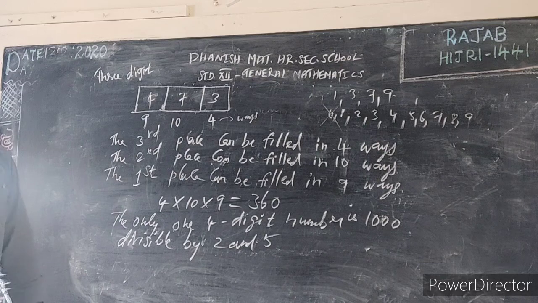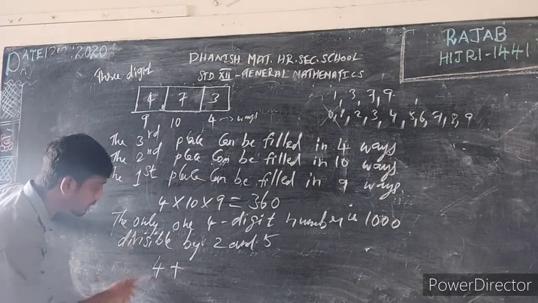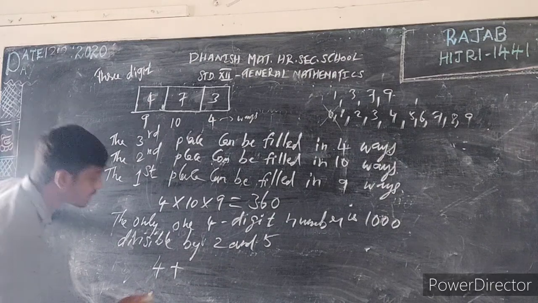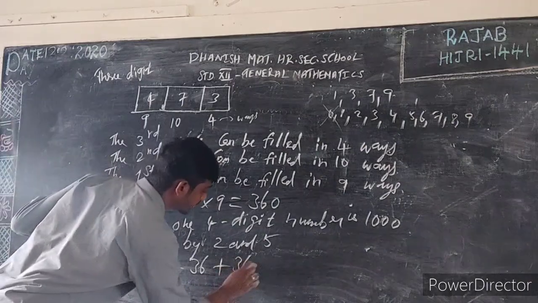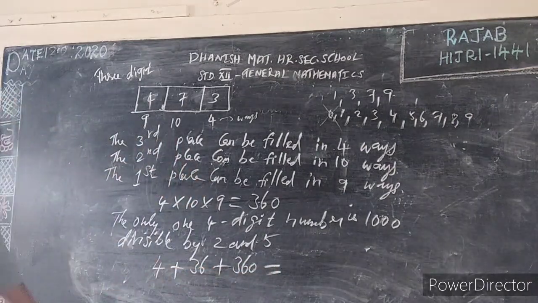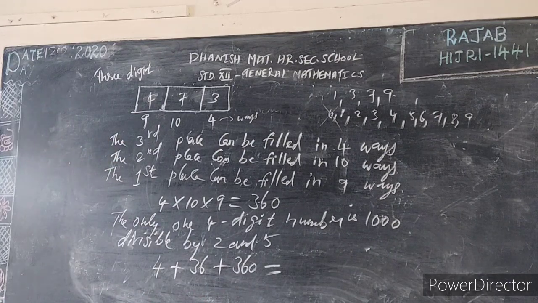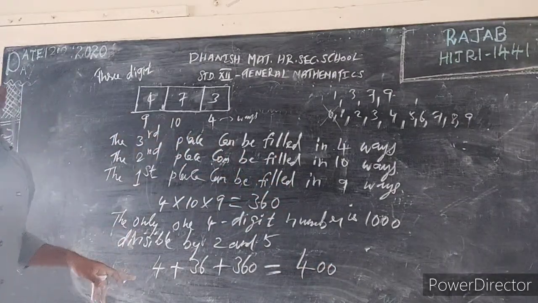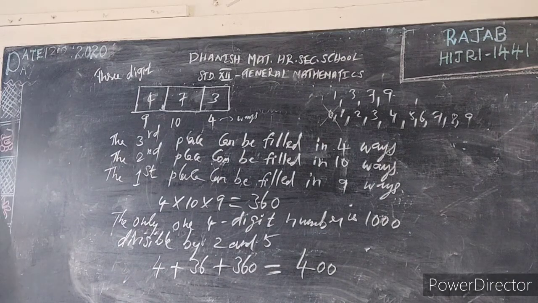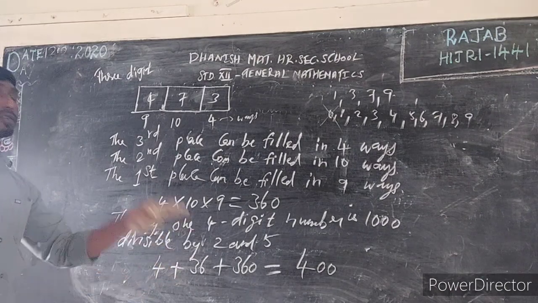The required number using the fundamental principle means whatever values you get. The first one, you are finding the 4-digit value. Then after that you are getting the 2-digit value, that is 36, and the 3-digit value, that is 360 here. So now we are going to add these three values. You are getting the answer, that is 400, using the fundamental principle of addition.